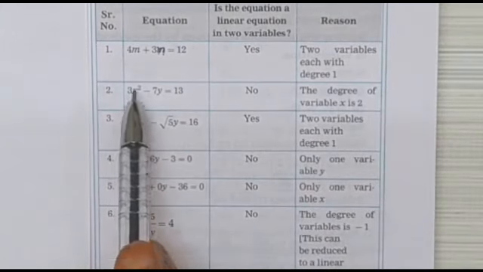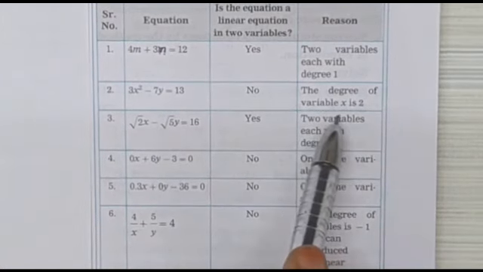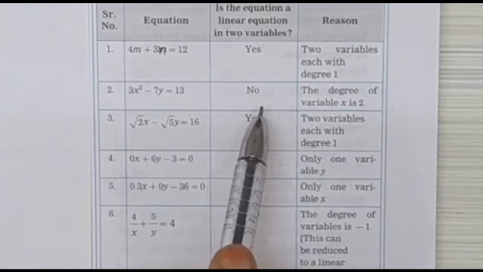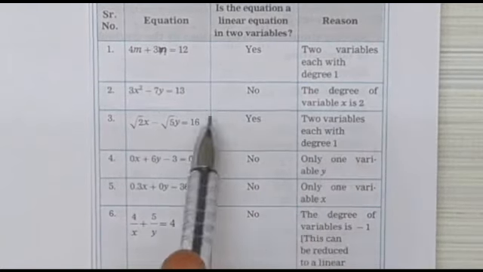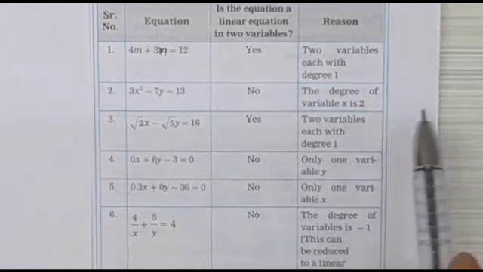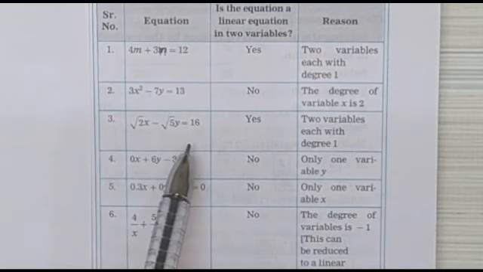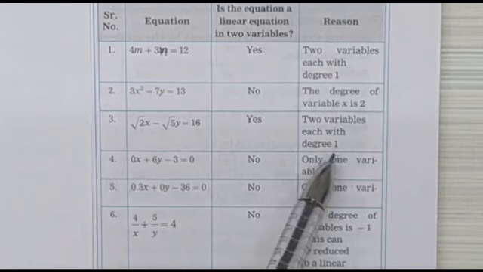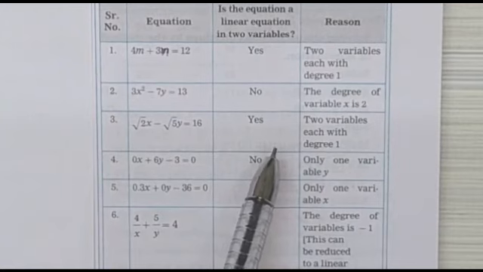In the second example, 3x square minus 7y is equal to 30. The degree of the variable x is 2. Therefore, it is not a linear equation in two variables. The degree of variable x is greater than 1. Therefore, it is not a linear equation. In the third example, root 2 x minus root 5 y is equal to 60. The two variables each have degree 1. Therefore, it is also a linear equation in two variables.